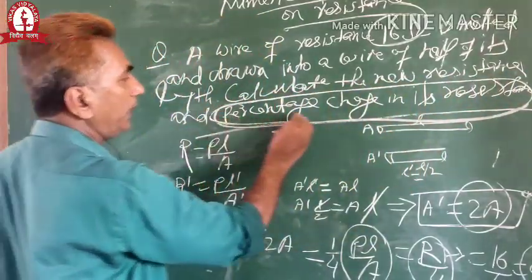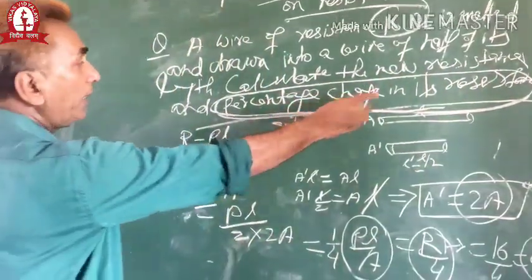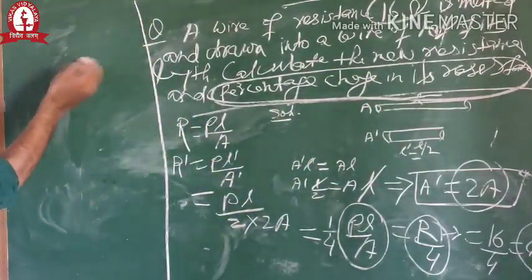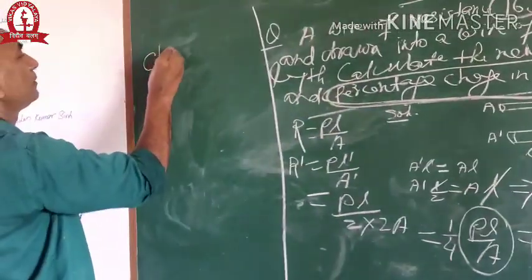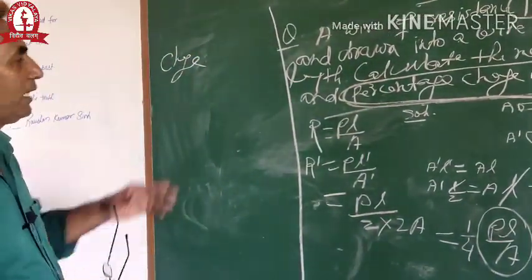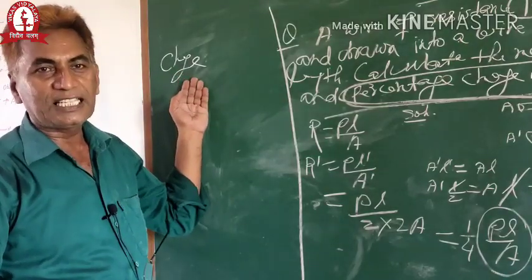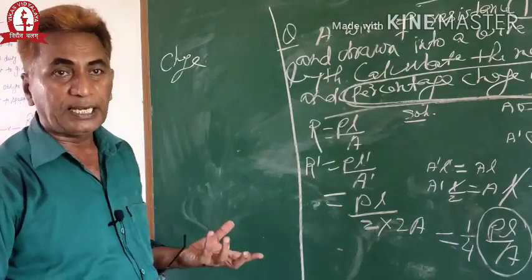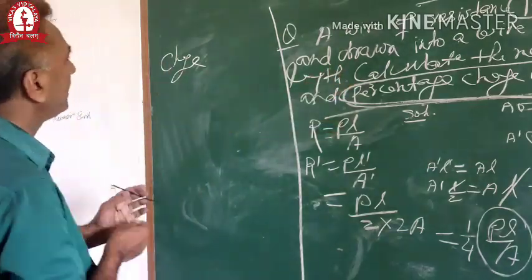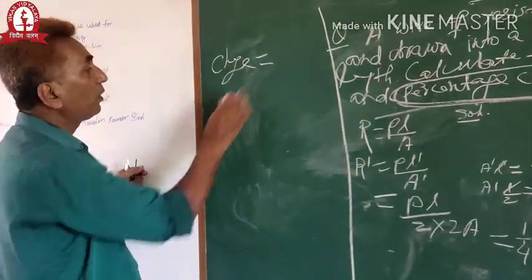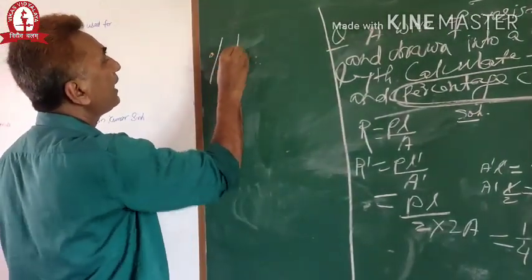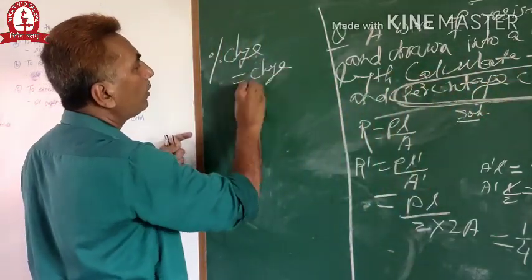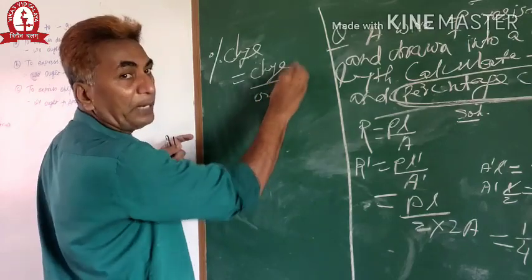Now the next portion also required the percentage change in resistance. The next thing that I have to calculate is percentage change in resistance. Now see the solution. There is a simple formula that you have studied in class 4 or 5, how the percentage increase, loss and profit can be calculated. The same formula I will apply here: percentage change means change upon original, multiplied by 100.